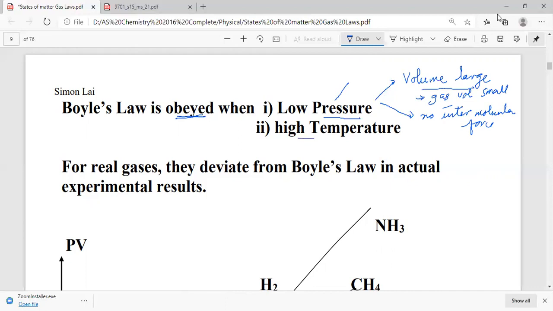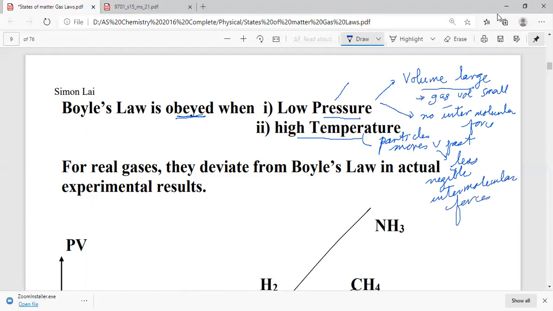Now, high temperature also. High temperature means the particles are moving very fast. High energy, they move very fast. So there is hardly any time for them to have intermolecular forces, so there are almost negligible intermolecular forces. So these two will cause Boyle's law to be obeyed.